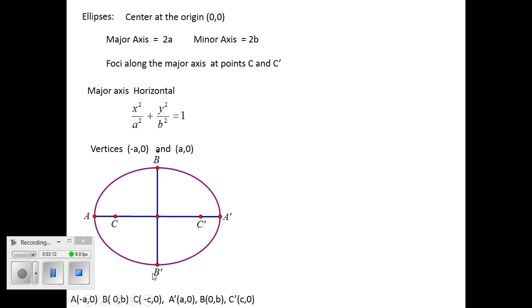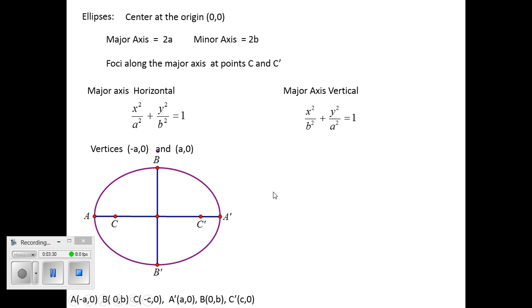And so we can always go back up into our equation, setting x equals 0. We'll find the points at b along the minor axis, as well as the points a along the major axis.